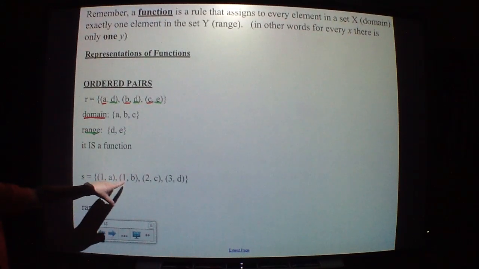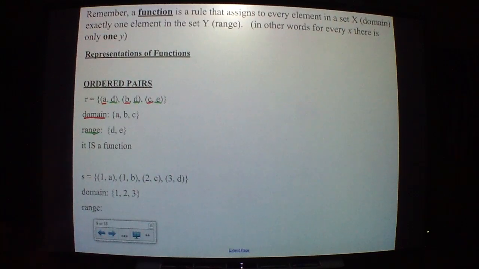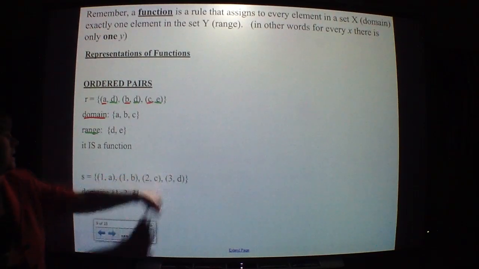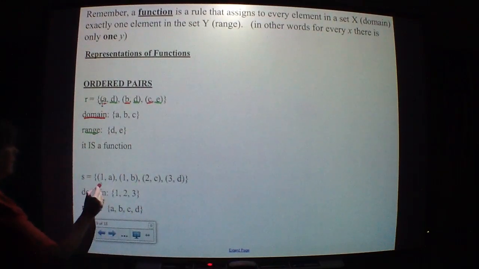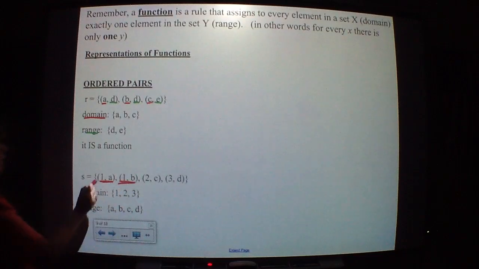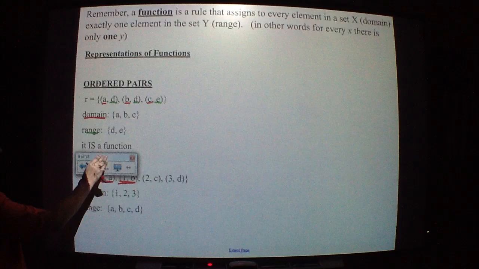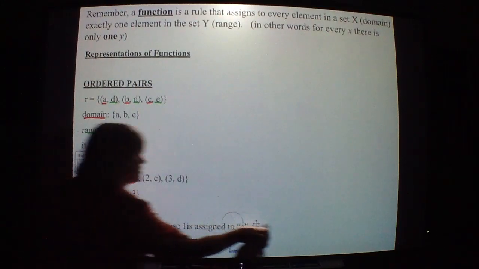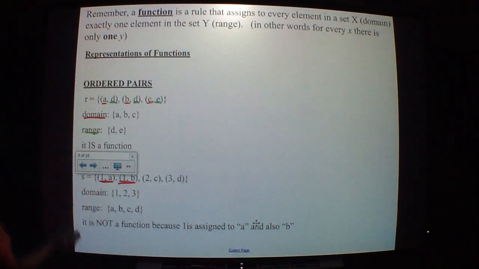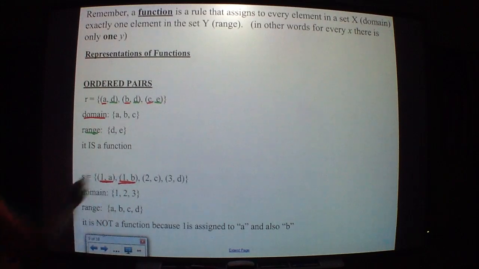Domain, 1, 2, and 3. Range, A, B, C, D. One has A assigned to it, one also has B assigned to it. So this is not a function. Because one is assigned to A, one also has a B. Not a function.